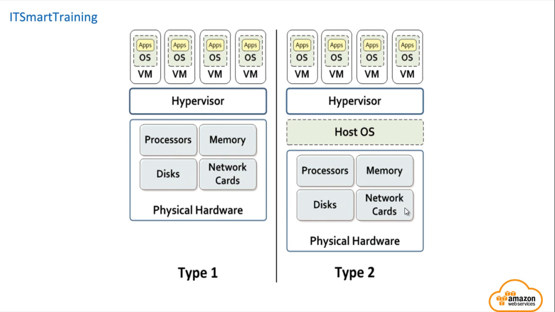But if we want to talk about type 1 virtualization technology, you can see that this is my physical hardware where disk, processor, memory, and network cards reside.